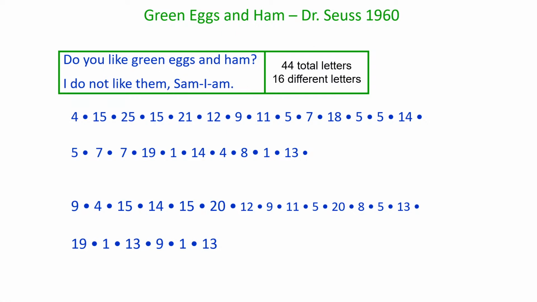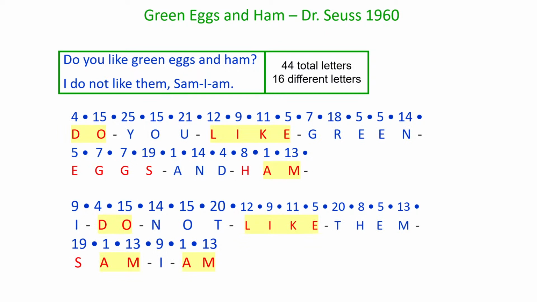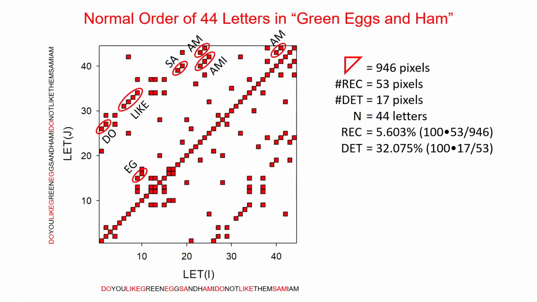So again, do you like green eggs and ham? I do not like them, Sam, I am. Here we have 44 total letters, and there's 16 different letters, and they're encoded as you see there. So here's the English encoding. Do you, and the yellow simply means where we're flipping from one recurrence to another. Do you like green eggs and ham, and so forth. And just understand there's 44 total letters in just that phrase, and there's 16 different letters.